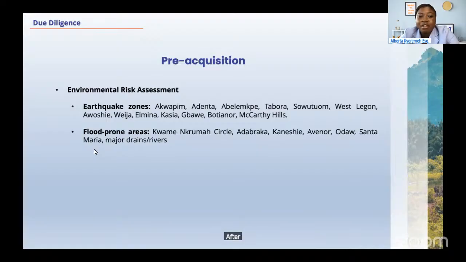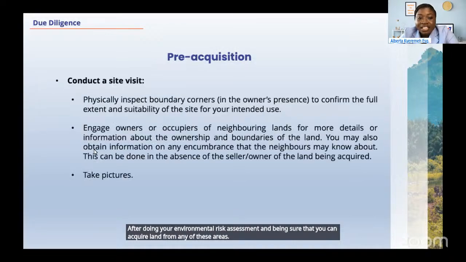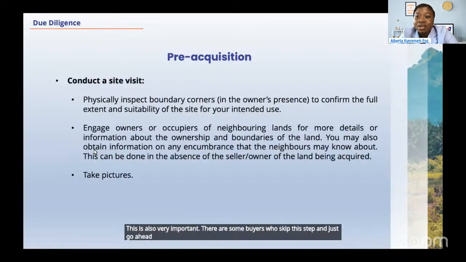After doing your environmental risk assessment and being sure that you can acquire land from any of these areas, then you need to conduct a site visit. This is also very important. There are some buyers who skip this step and just go ahead and pay money without even going to see the plot that they are purchasing.